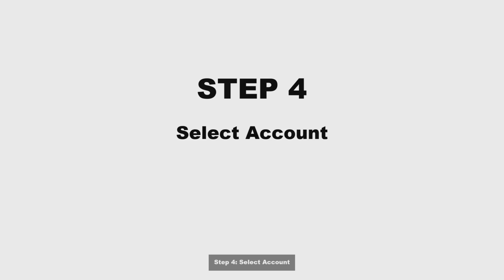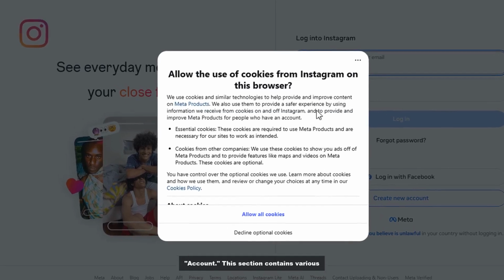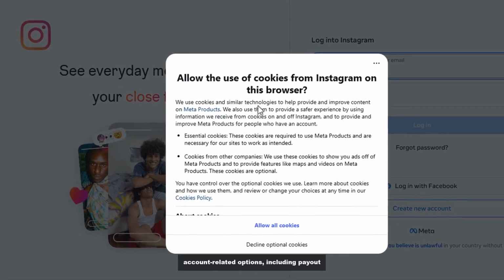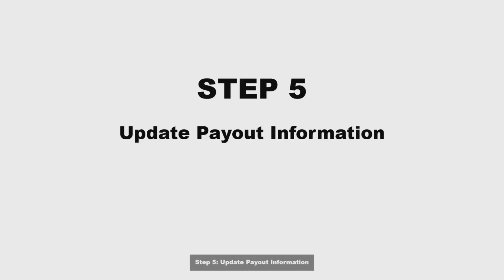Step 4. Select Account. In the Settings menu, find and tap on Account. This section contains various account-related options, including payout settings. Step 5. Update payout information.